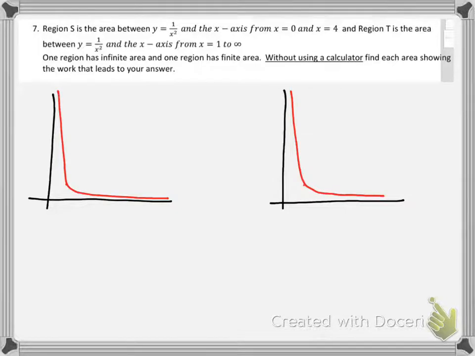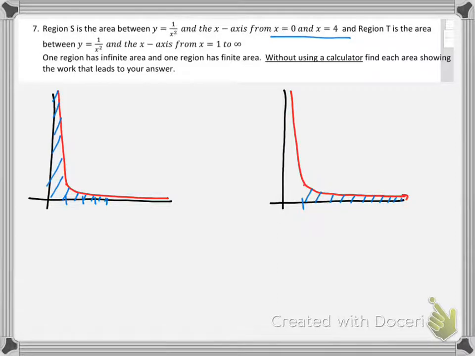In this question, you've been told that one of these areas will be infinite and the other one will be finite. One of them is looking for the area from 0 to 4. So if we were to hatch in this area, and the other one is going from 1 to infinity. So if we're going to hatch in that area, it would look like this.